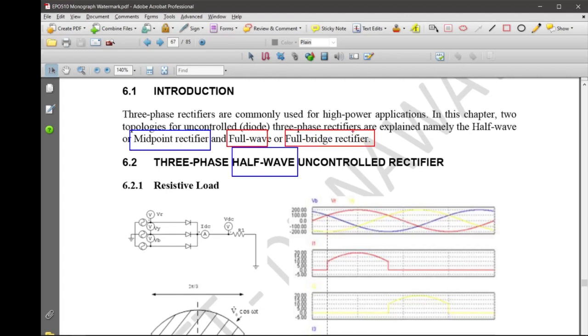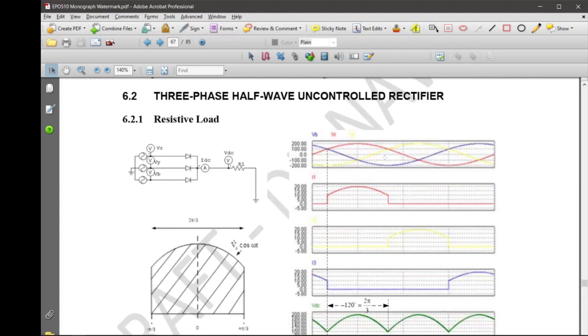That is also applicable to three-phase. We have a half wave, whose other name is a midpoint rectifier, and the other one is a full wave or full bridge rectifier. Uncontrolled because we still use the diode. If it's a controlled rectifier, then we are going to replace that with the thyristor. Okay, so we always start with a resistive load.